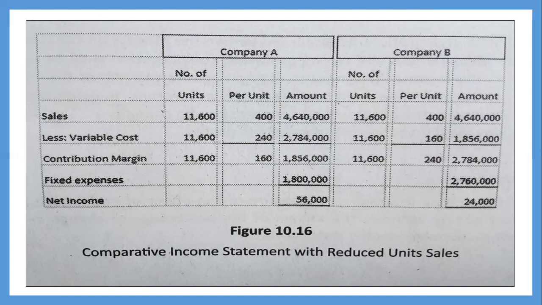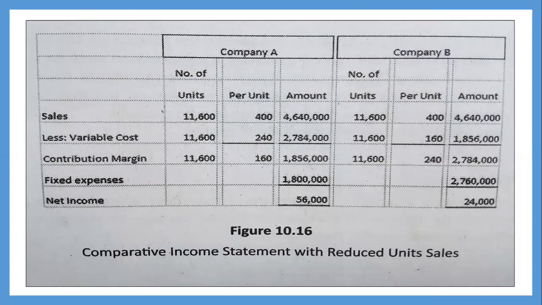So, which of the two companies is vulnerable to sales reduction? Is it company A or company B? Now, as you can see, if we try to base it on the net income of both companies, company A is way better compared to company B, right?